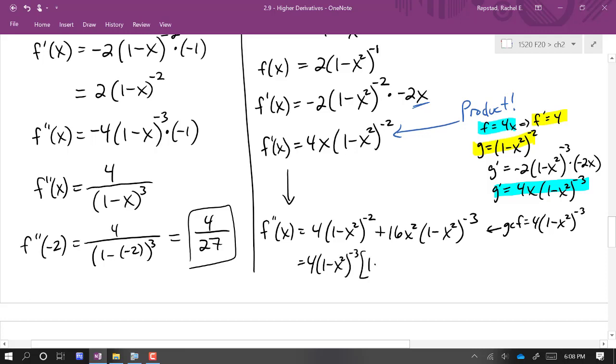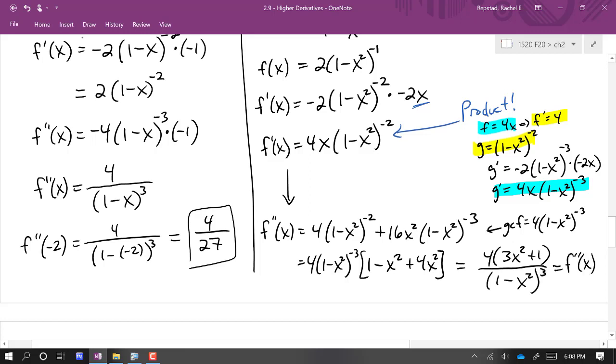And inside we have 1 minus x squared plus 4x squared. I'm running out of space here, but this is going to look like on top 4 times the stuff in the brackets, which simplifies to 3x squared plus 1, and in the bottom 1 minus x squared cubed. There's f double prime in this case.